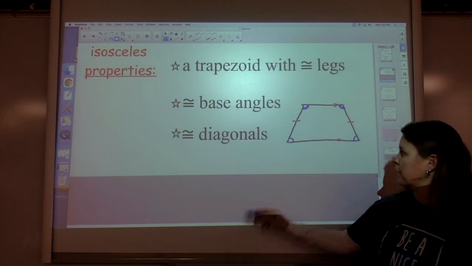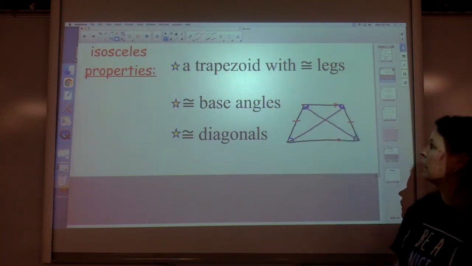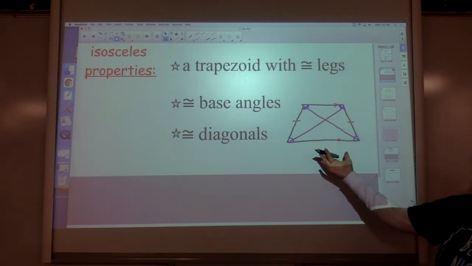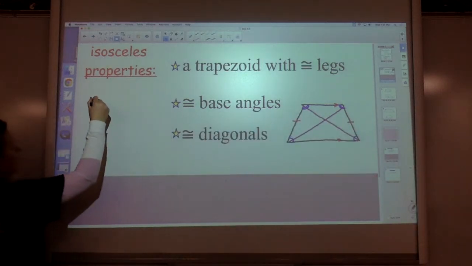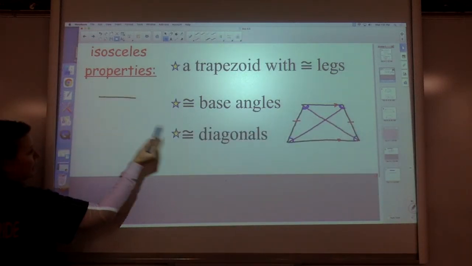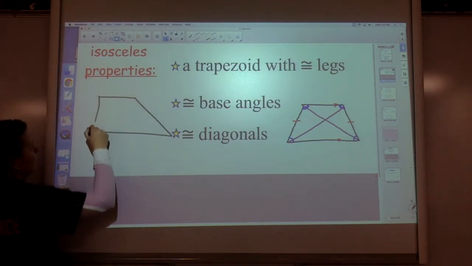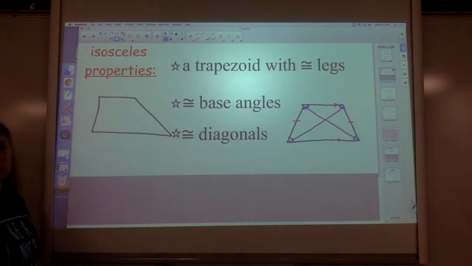Congruent diagonals. If I sent a diagonal right through there, it'd be the exact same size as a diagonal right through there. And some of you might be saying, well, isn't that true of all trapezoids, not just isosceles? No, be careful. When you think of trapezoids, a lot of you picture that, but this is way different. That's a trapezoid, but all those properties are not true of a trapezoid that is not isosceles.